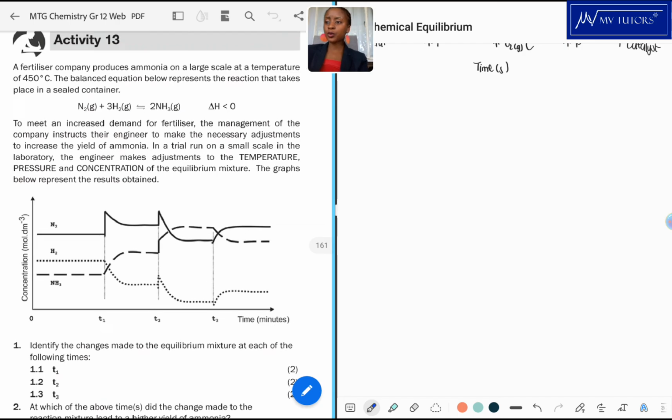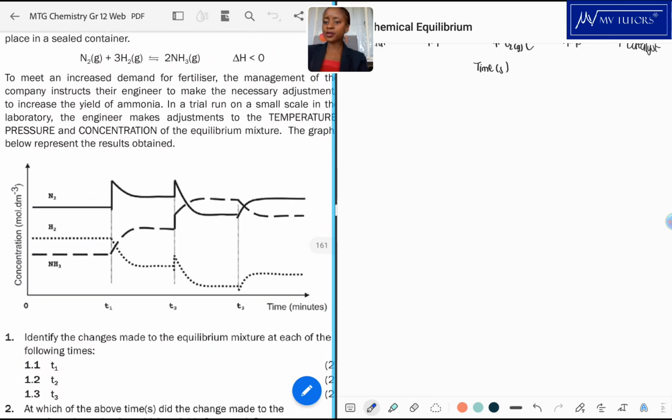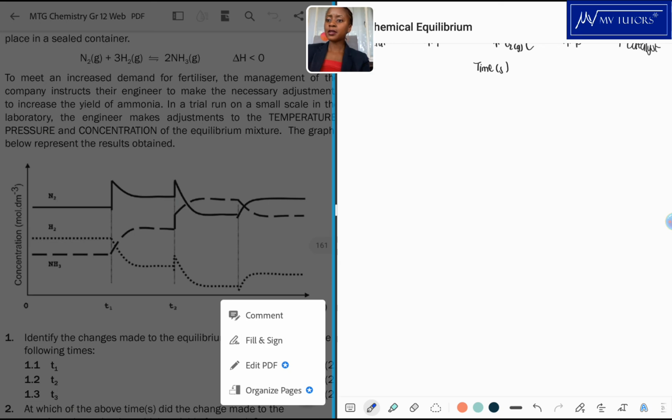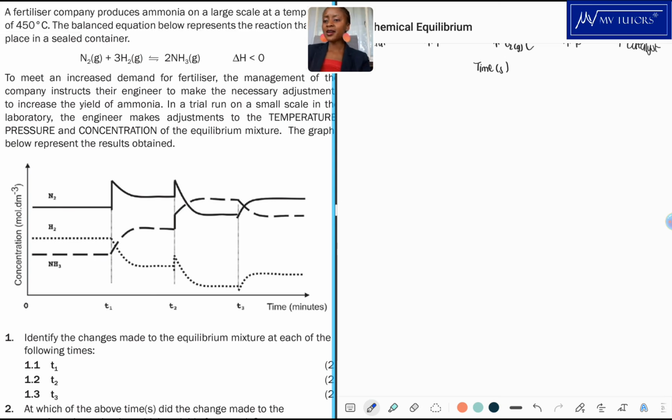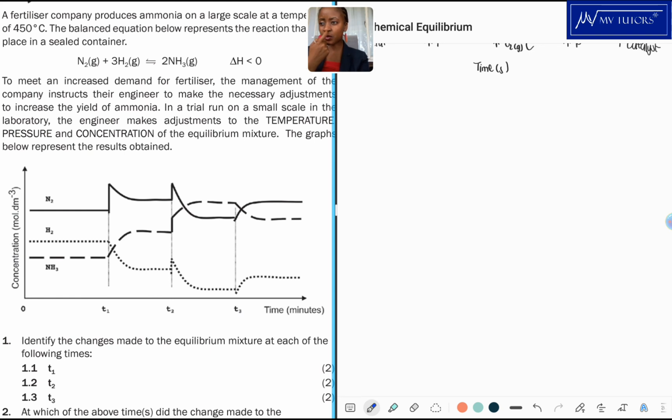If we just look at the graph, just scrutinize it, we see we have nitrogen. Let me just make some notes. Anyway, we see that we have nitrogen, which is the solid line, and then we have hydrogen, which is the dotted line, and then NH3, which is the dashed line. Initially they're all at equilibrium, I would suppose, and then at T1, something happens.